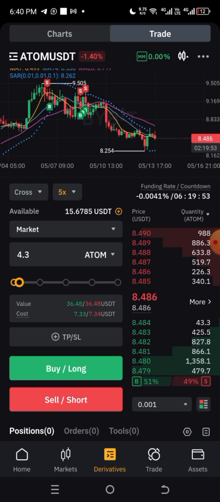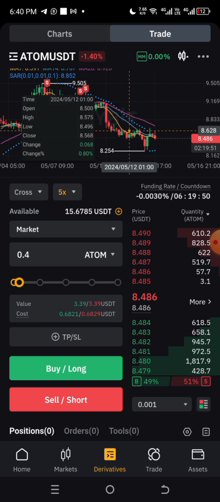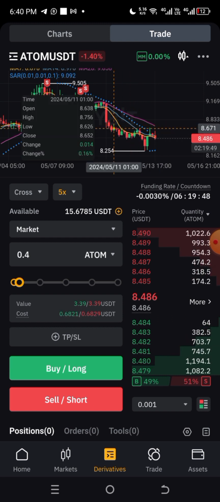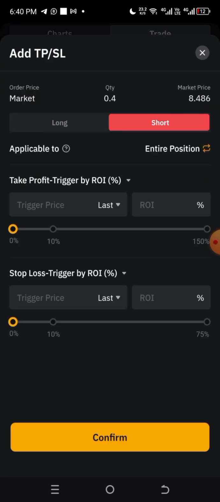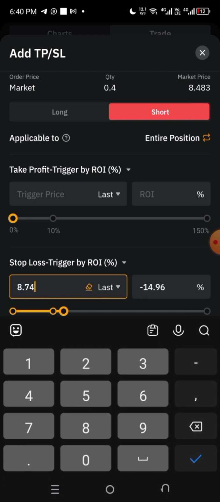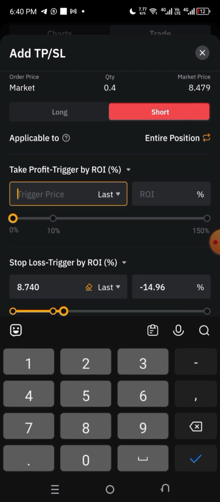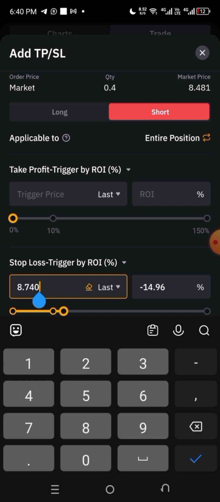So I'll just say my stop loss will be higher than the current market price. Let me put my stop loss somewhere around 8.740. I want to sell this trade though. I'm predicting that the market will go down. So my stop loss will be higher than the current market price, meaning if price should go up against me, this is the amount I'm willing to lose. I don't want to lose my entire $15. So I'm just going to put that there, which is 8.740.